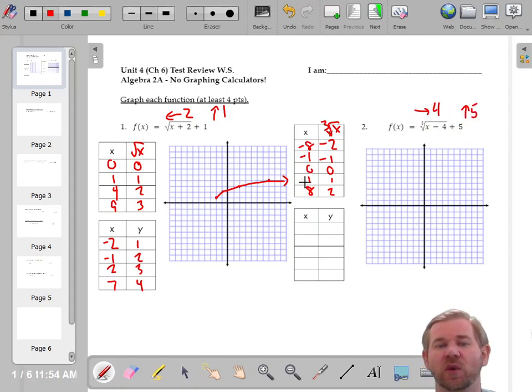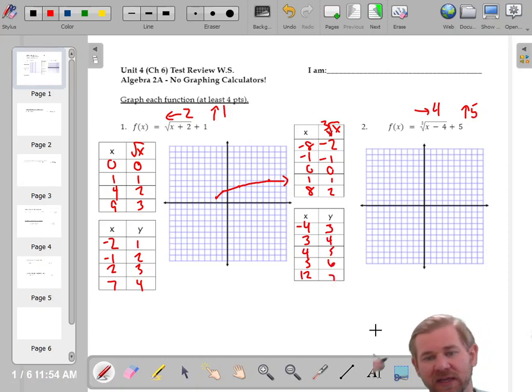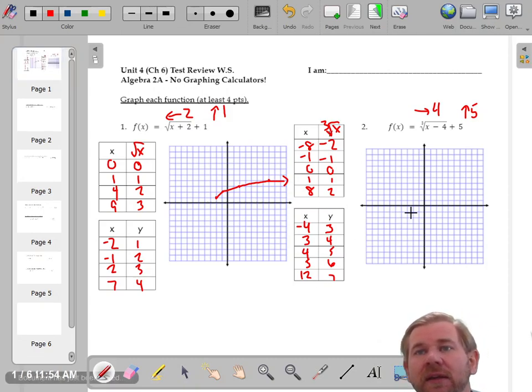So if you go right 4 from here, negative 8 plus 4 is negative 4, negative 1 plus 4 is 3, 0 plus 4 is 4, 1 plus 4 is 5, and 8 plus 4 is 12. That'll move it right 4, up 5, add 5 to all of these, so 3, 4, 5, 6, 7. Those should be nice because we picked those. So now that I've got my table, let's draw it. 1, 2, 3, 4, 1, 2, 3. There's negative 4, negative 3.